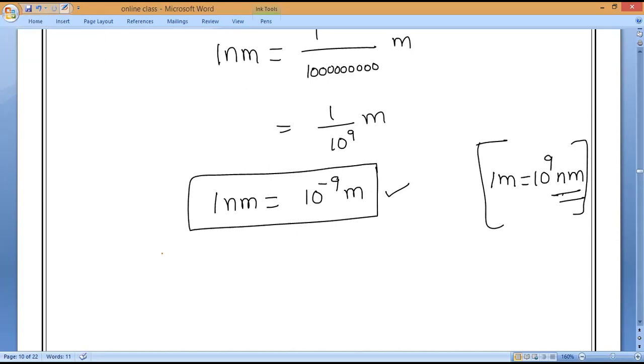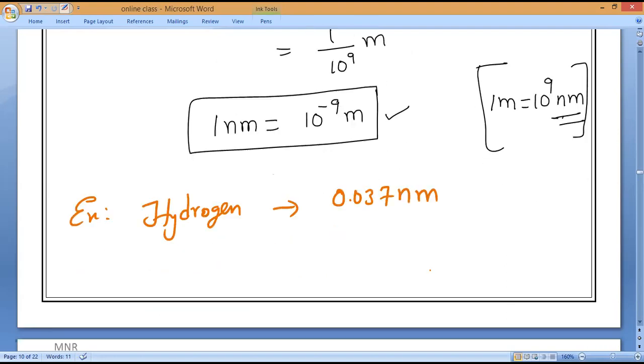Now, for example, take hydrogen. If you take the hydrogen atom, as we know, it is the smallest atom. Its atomic radius, its size, is 0.037 nanometers. Means how many meters? Anybody can tell? In the form of meters, how many meters?